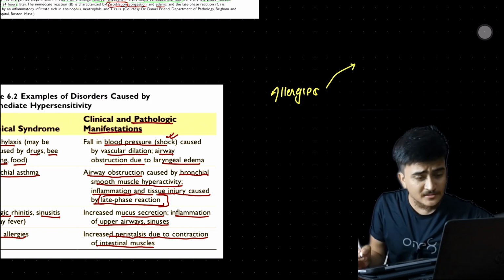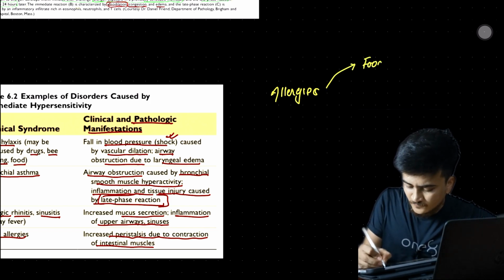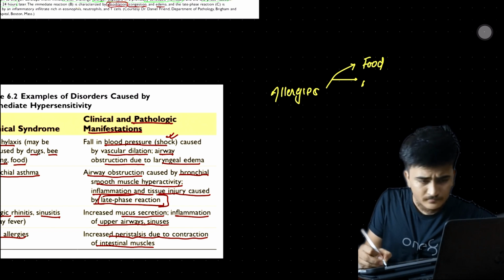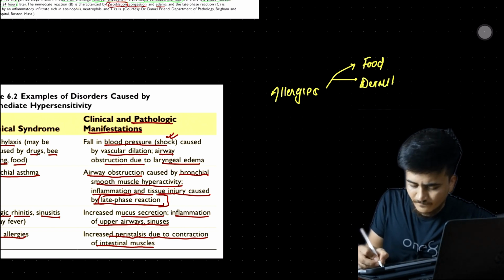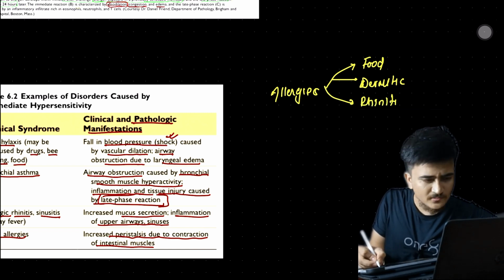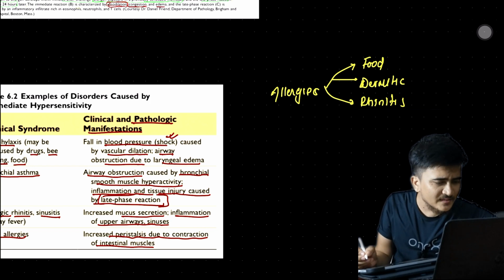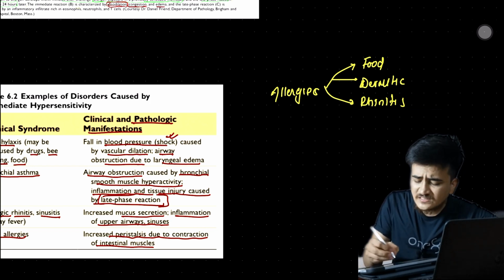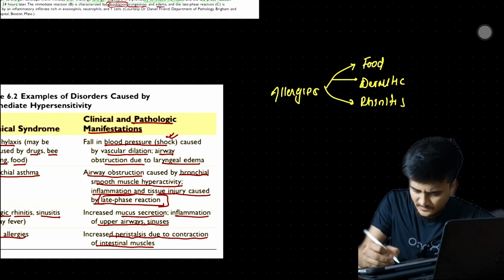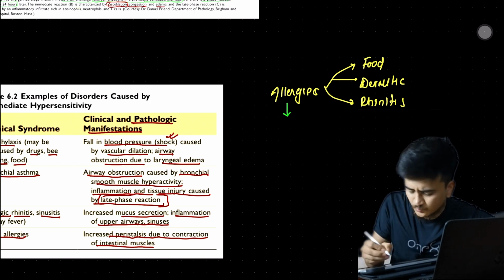Allergies. Talking about allergies, there can be allergy from food, and allergies can be dermatitis and rhinitis. Okay, these can be the allergy. Now, why do these allergies take place? Why do they occur? Why does allergy occur?